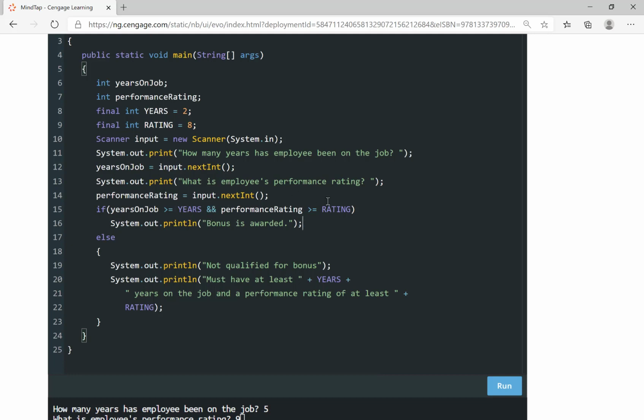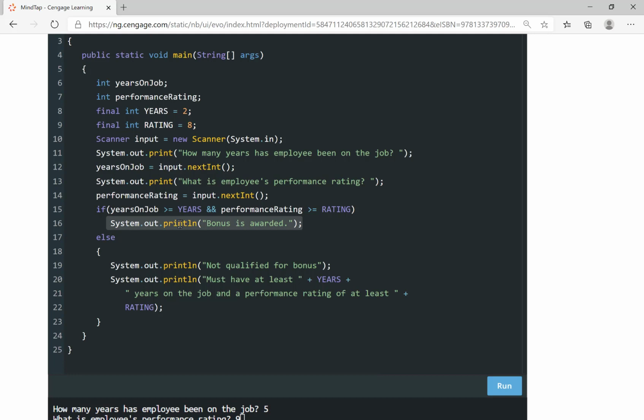And by the way, you can use multiple and statements. You may have 10 criteria, 10 different items all put together with these double ands. And then the performance rating is greater than or equal to the rating. Mine was a 9. Is 9 greater than or equal to 8? What do you guys think? Yeah, it's true. So now we have 2 trues, and yes, we go into line 16. Now, why didn't we need braces around line 16? Because it's a single liner.